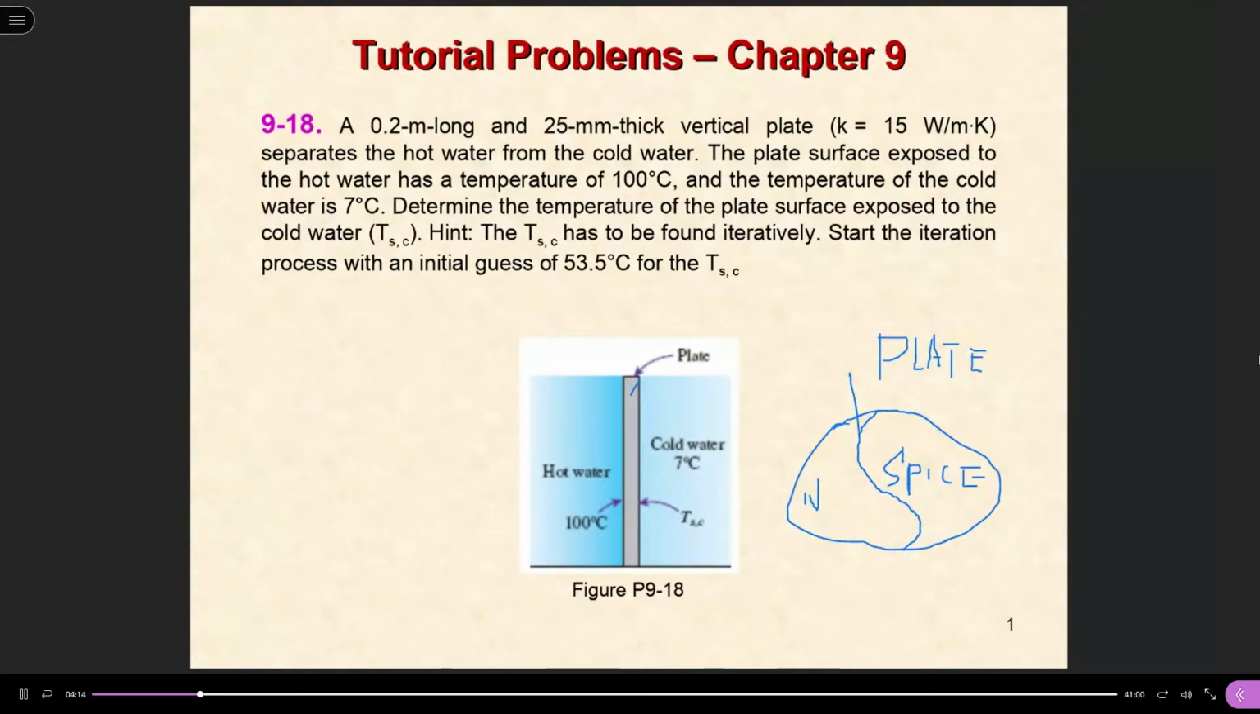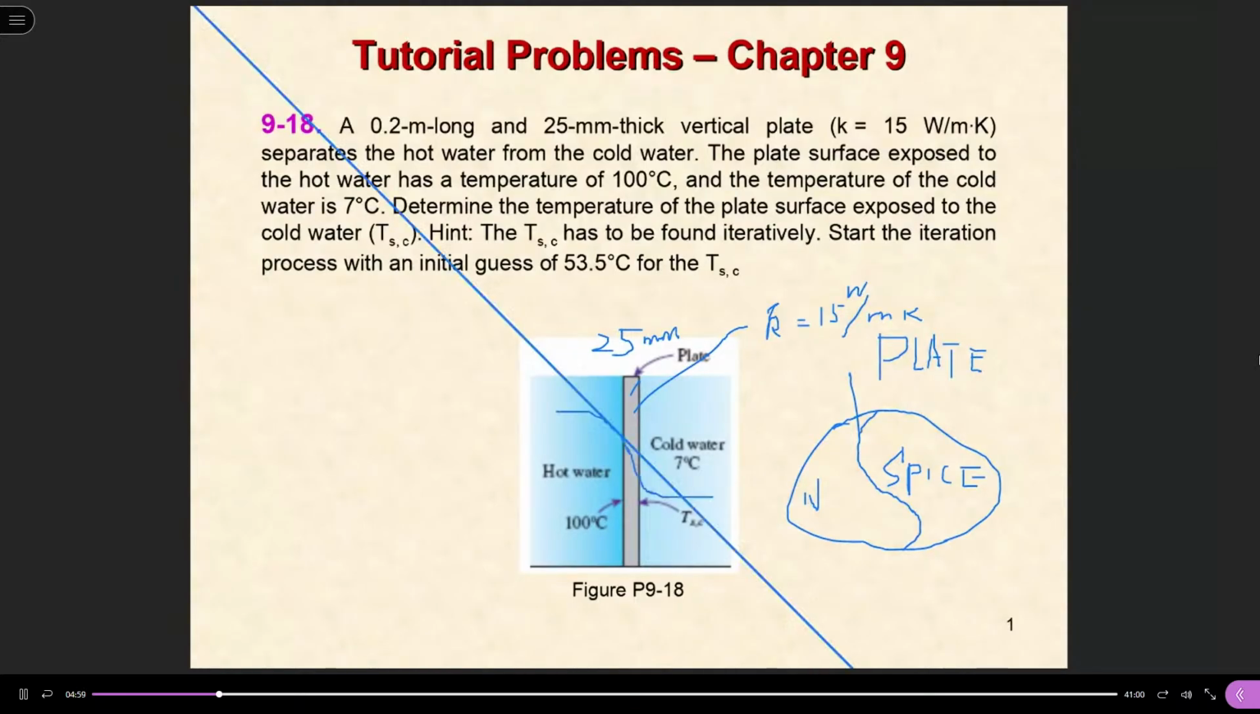This pan has a thickness of, I don't know, 25 millimeter thick with a k of 15 watts per meter Kelvin. The heat transfer basically looks like this. This is 100 in the hot water, and then comes down to here, and the temperature changes into 70, right?